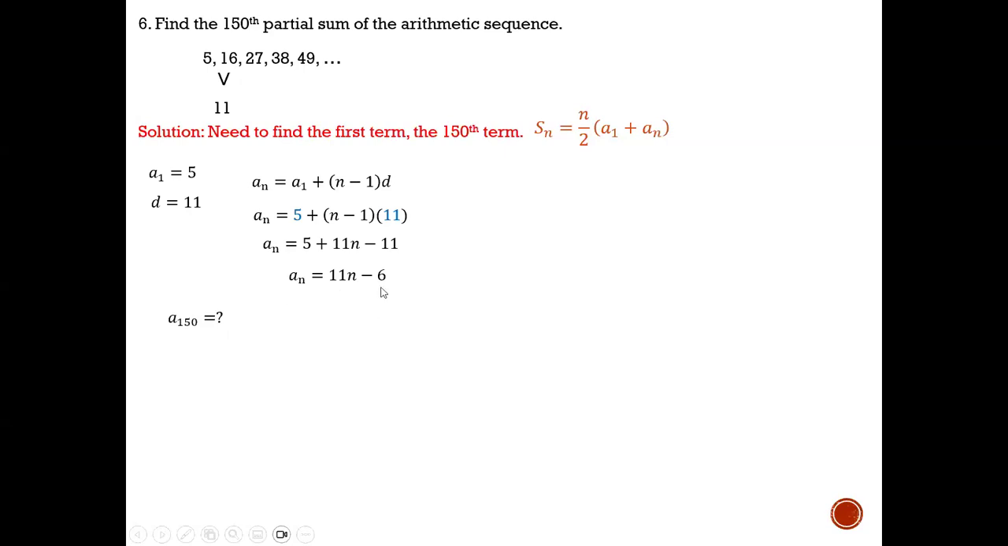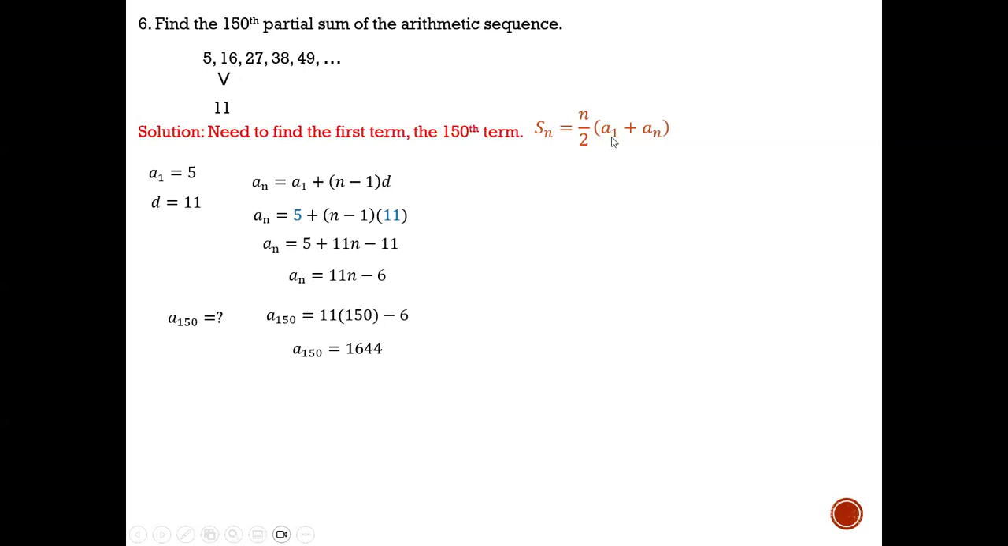So how am I going to use this formula? Well, I need the 150th term. So I'm going to plug in 150 for n to get the 150th term. So a sub 150 equals 11 times, again, n is 150 minus 6. 11 times 150 minus 6 should give me 1644. So again, I'm up here, I need the sum.